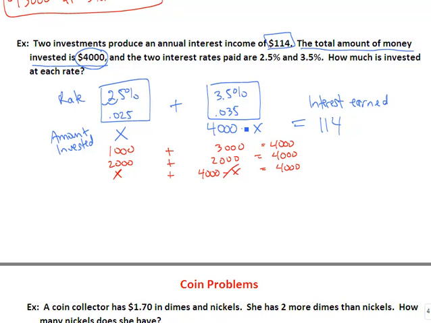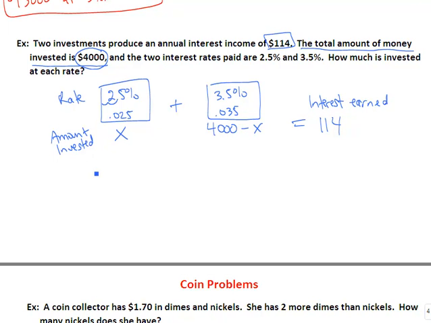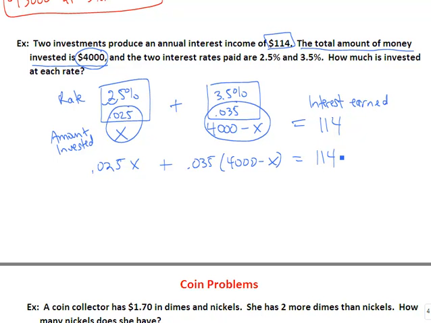Alright, we have our setup. Let me clear some space here. And now what we're going to do is set up our equation, and we are going to do it again using rate times amount plus rate times amount. So we have 0.025 times x, this rate times this amount, plus 0.035 times this amount, 4,000 minus x, equals the total interest earned, which was that $114. So here's our initial equation. That's the hard part, setting that up.